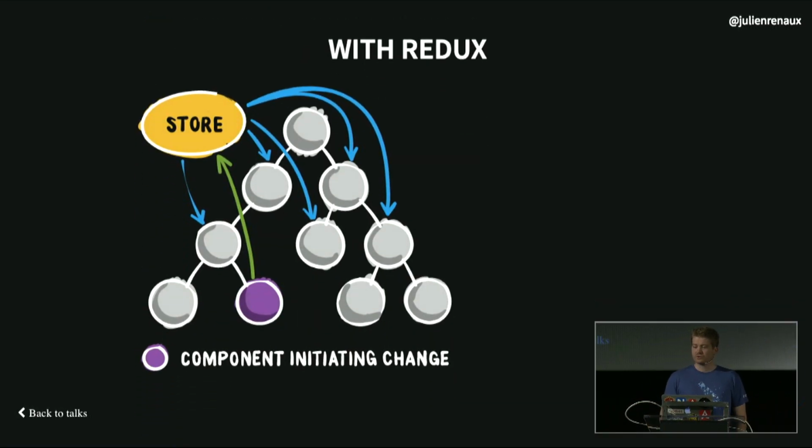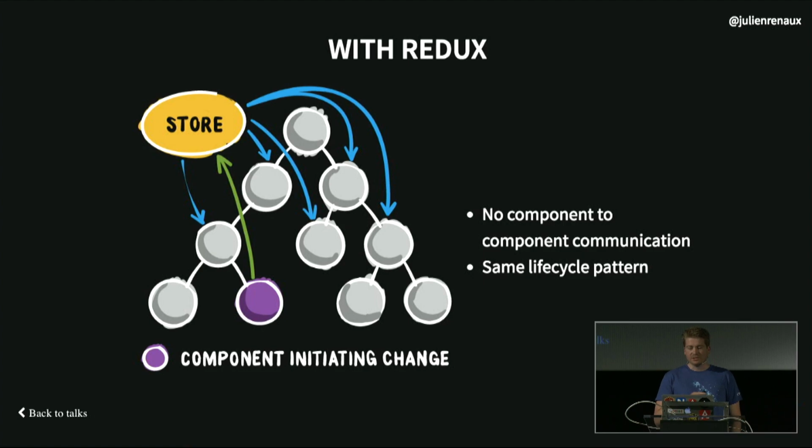And your app is getting harder to understand and to predict. But with Redux, the store contains the entire state of your app. It is what we call a single source of truth. When the component initiates a change, which is the green arrow here, the store applies this change and lets the component know about it, the blue arrows. So with the unidirectional data flow, all the data of your application follows the same lifecycle pattern. There is no component-to-component communication. It makes the logic of your application more predictable and easier to reason about.